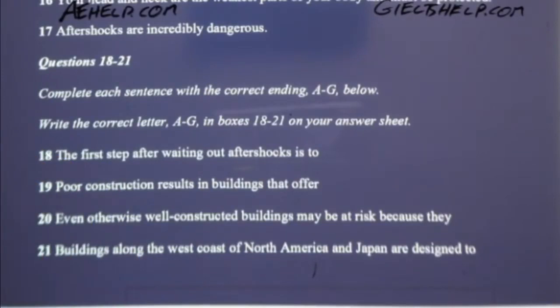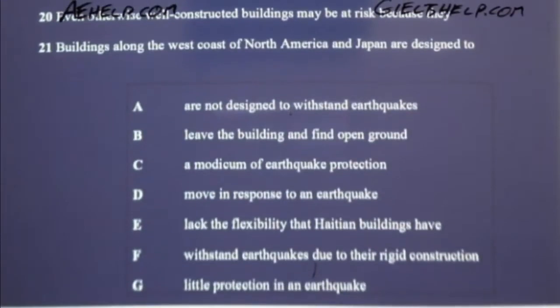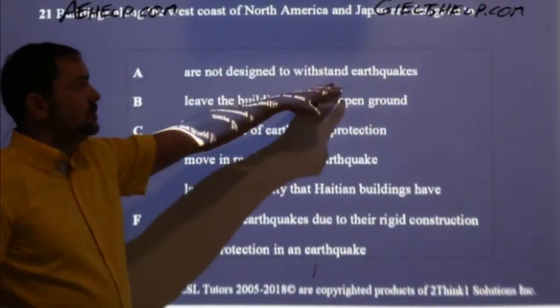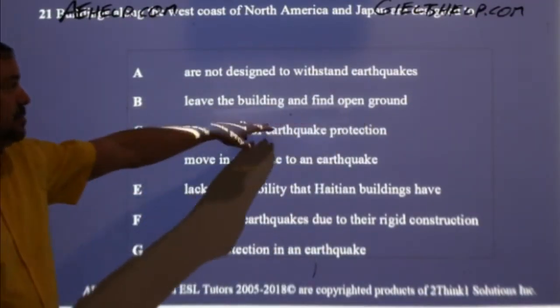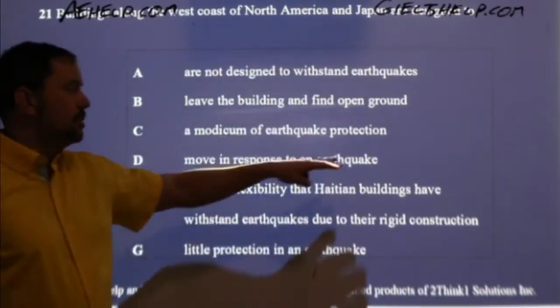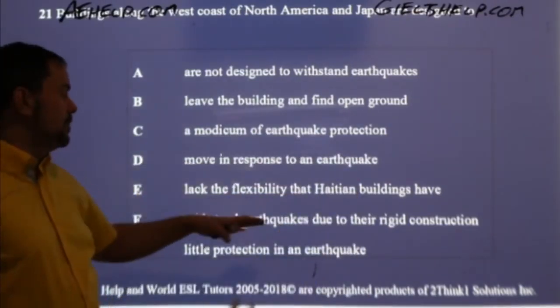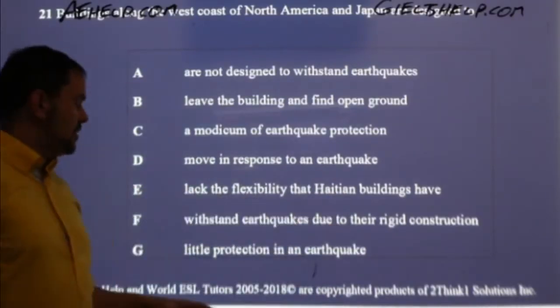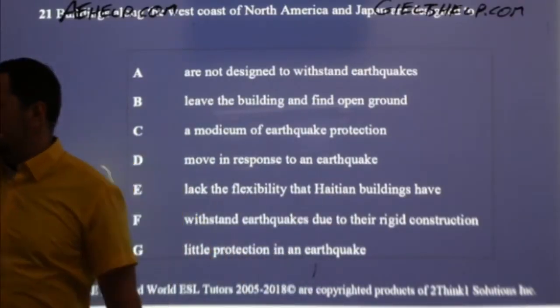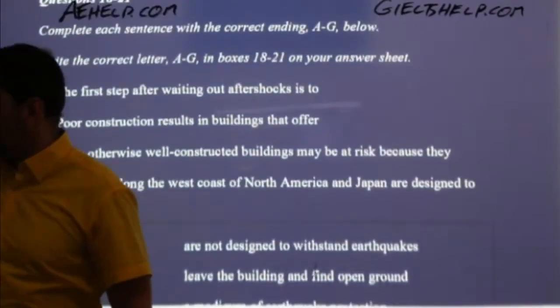Okay. So now we find the closest match to those answers. A, are not designed to withstand earthquakes. B, leave the building and find open ground. That seems like a perfect match. So I'm not even going to keep reading, but maybe I should, because there could be a better match. A modicum of other earthquake protection, move in response to an earthquake, lack the flexibility of Haitian buildings, withstand earthquakes. Okay, little protection in the earthquake. None of those seem okay, so I'm going to put B in there.